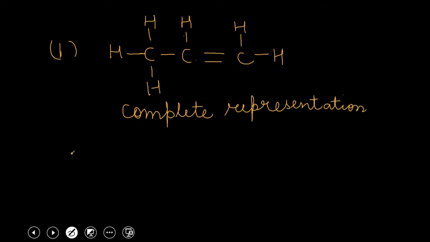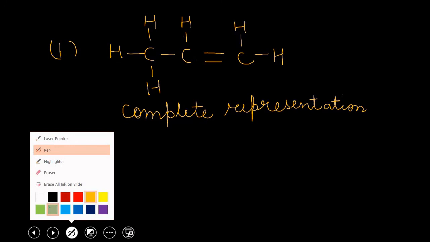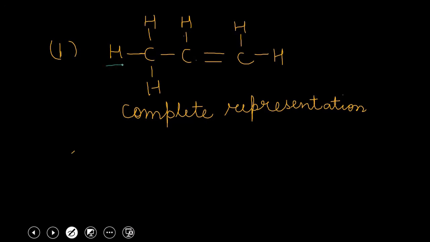Then the same structure can be represented in the form of condensed representation. So in the condensed representation, these 3 hydrogen atoms will be written together. So I am writing here C, then all the 3 hydrogen atoms together, CH3, then this carbon with 1 hydrogen, so CH3CH, then a double bond, and the carbon with 2 hydrogen atoms. So this representation is called condensed representation.